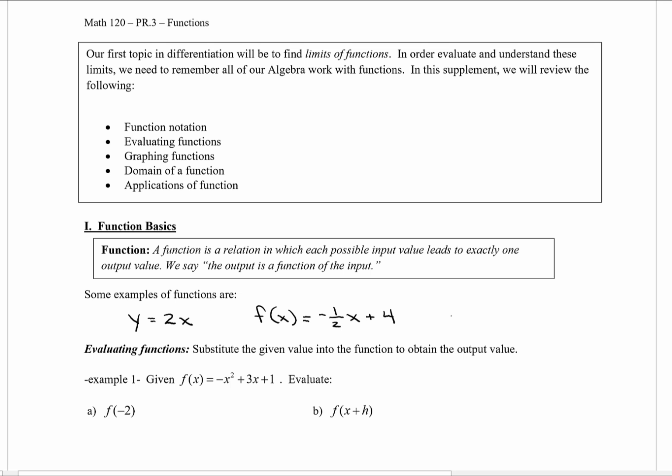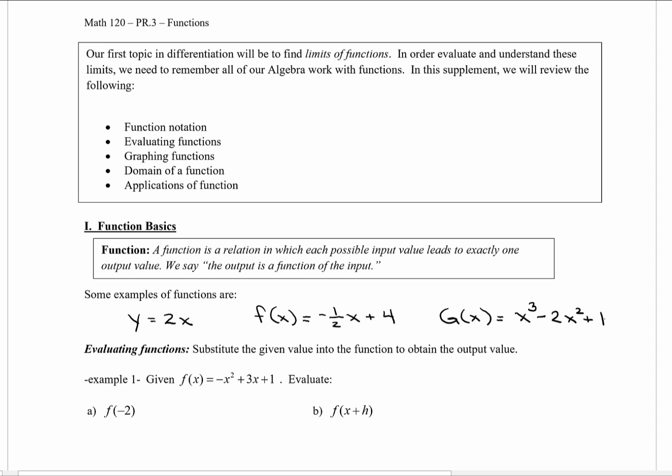Notice the difference between our notation here from our first linear equation to the second linear equation that I wrote. In the first one we have y equals, where in the second one we have that function notation of f of x. And another example would be g of x equals x cubed plus 2x squared plus 1.